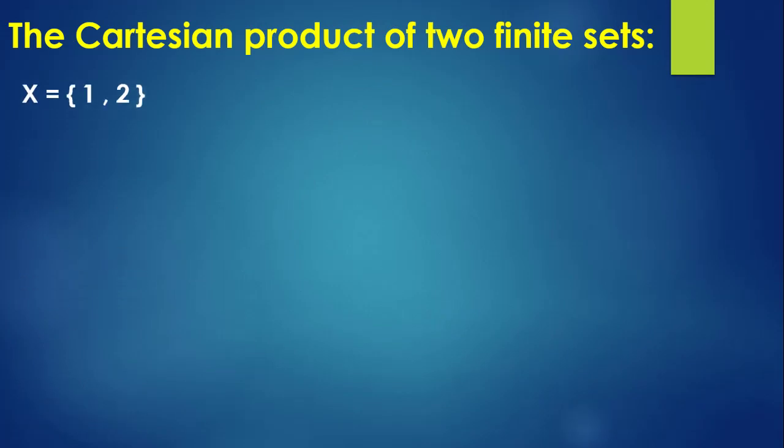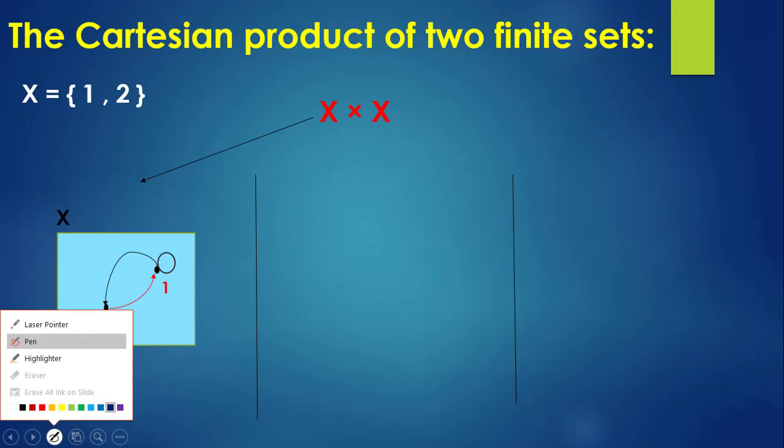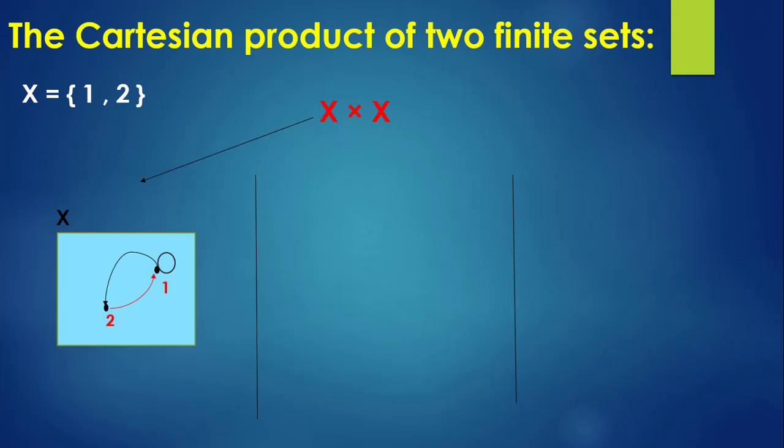If you have, for example, X = {1, 2} and I want to make X by X, or X², in this case also we can represent it by one of the following diagrams. The first one, for example: here I have 1 and 2, and the arrows will be from 2 to 1 and from 1 to 2. Then an arrow goes from 1 to itself, and also from 2 to itself. So this is another arrow from 1 to itself and another one here from 2 to itself.